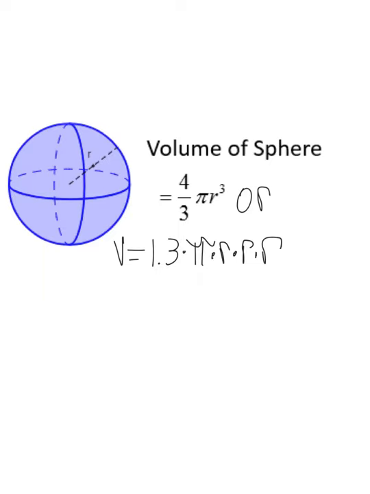All right, and the last formula we're going to be using for this review is volume of a sphere, which is volume equals 4/3 times pi times r cubed, or we can rewrite it for the calculator saying volume equals 1.3 times pi times r times r times r. So make sure you write this down. Remember, we don't need height this time because the height is already inside the formula, so don't worry about that.